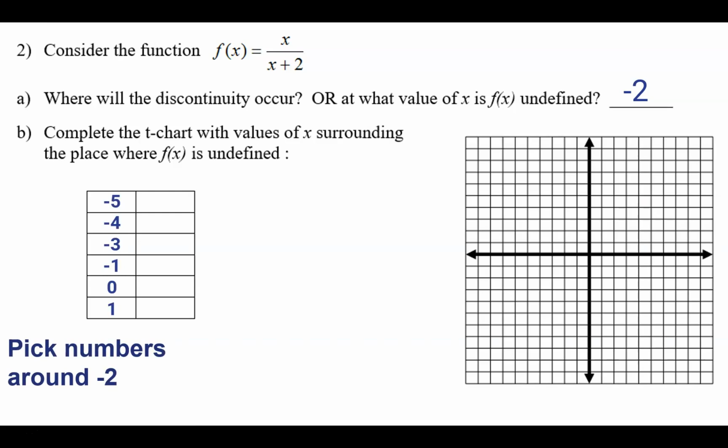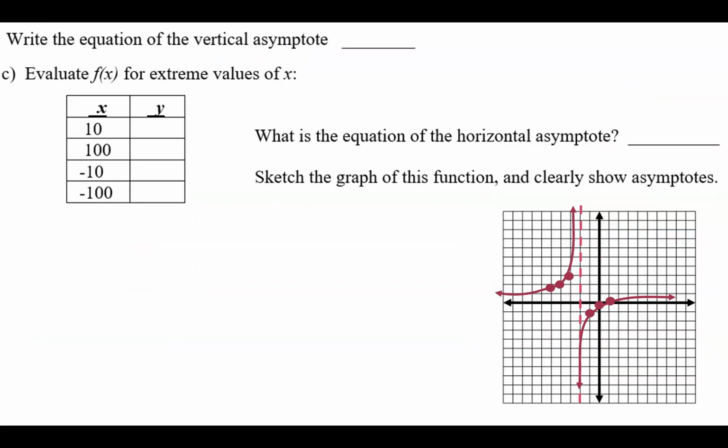Just like last time, plug them in. Negative 5 over negative 5 plus 2, and then negative 4 over negative 4 plus 2, and so on to complete our table. Okay. Plot those points, see my curves. We also right here, this is that x equals negative 2. That's where we're going to approach it, but we're not ever going to actually touch it. Okay. The horizontal asymptote for this one, we could plug in extremes again, right? The extremes help us. The vertical asymptote is x equals negative 2.